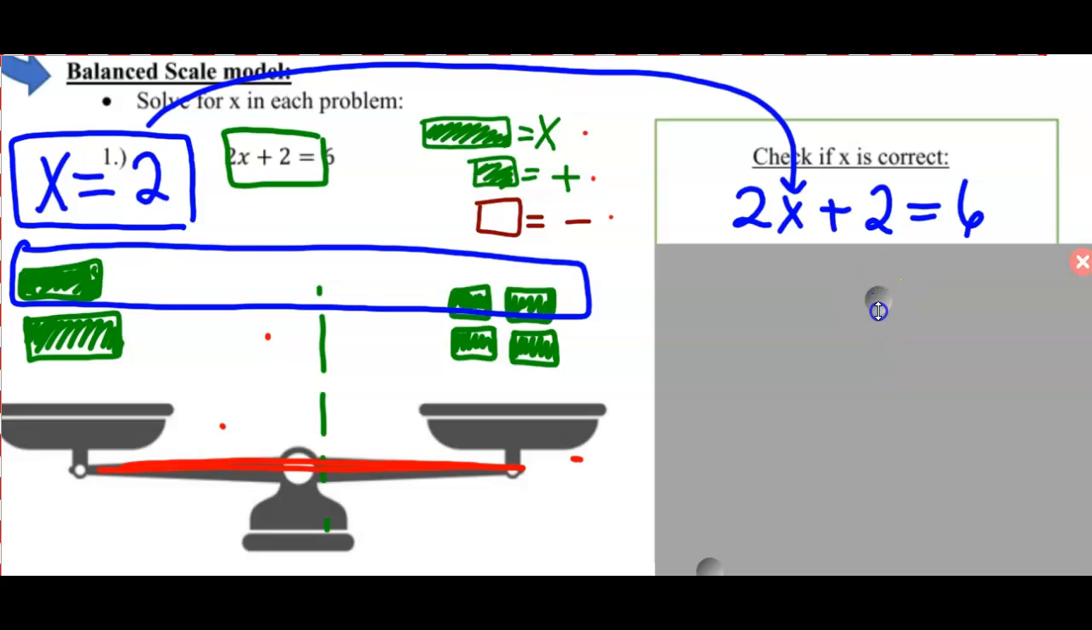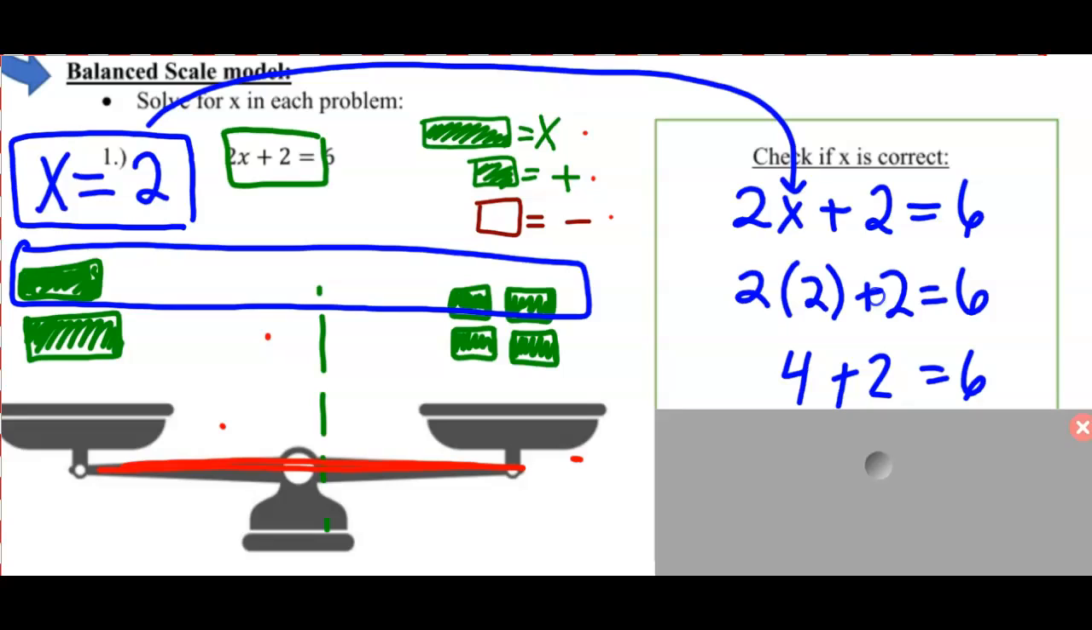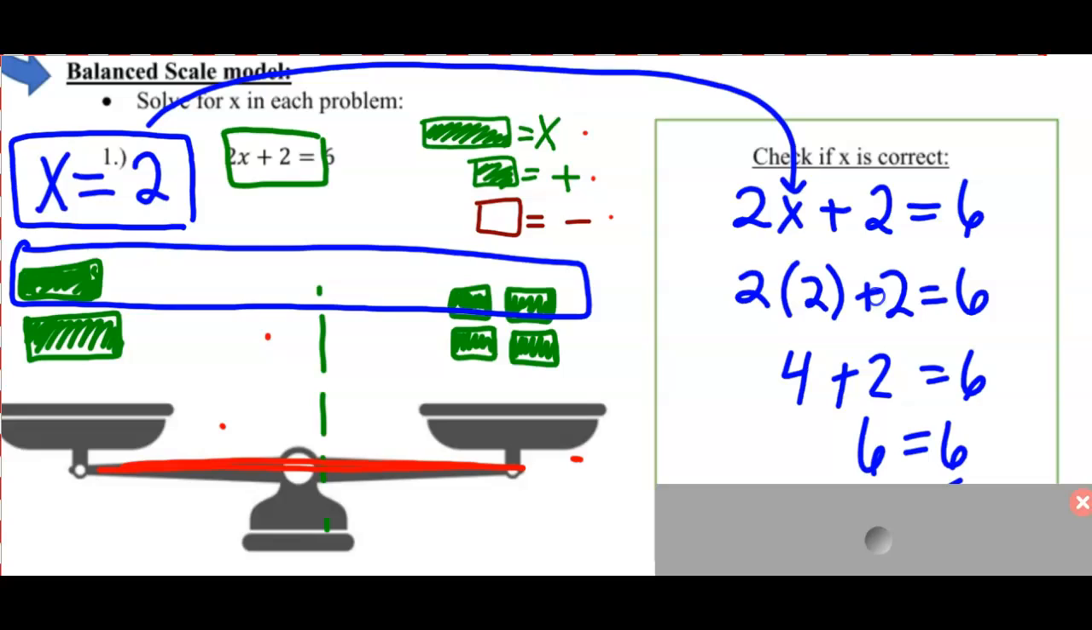Here's my equation with that 2 substituted in for the x. So I get 2 times 2 plus 2 equals 6. Now I'm going to use PEMDAS. I have to do my multiplication first. 4 plus 2 equals 6. And then I get my 4 plus 2 is 6. 6 equals 6. So I'm just evaluating that left side.